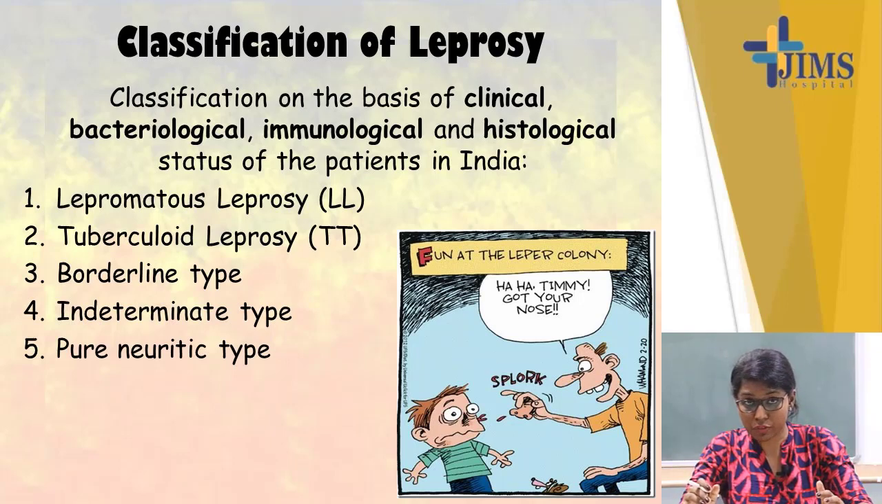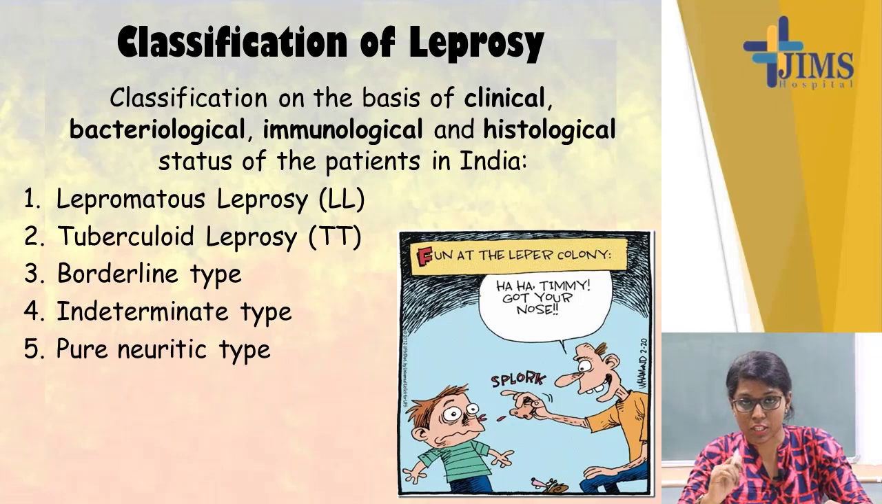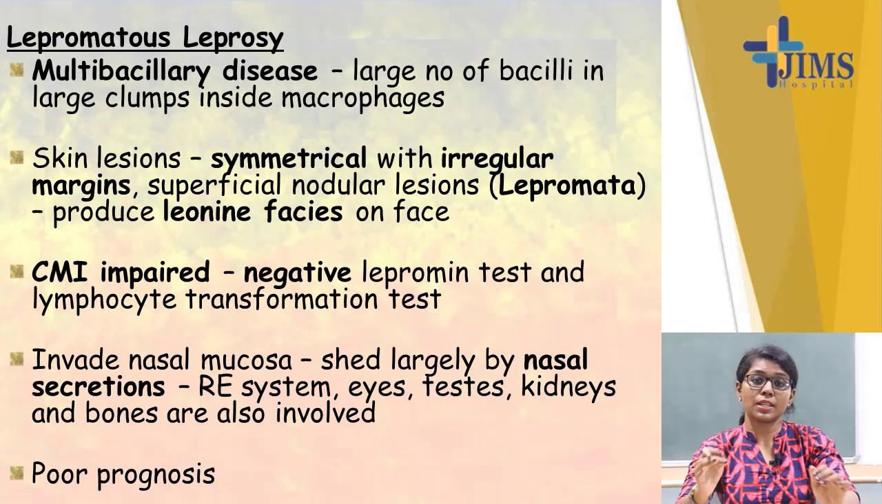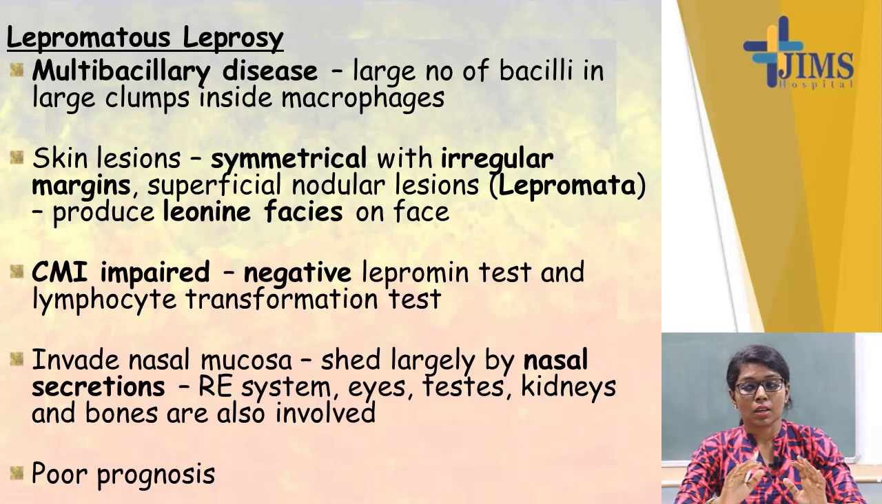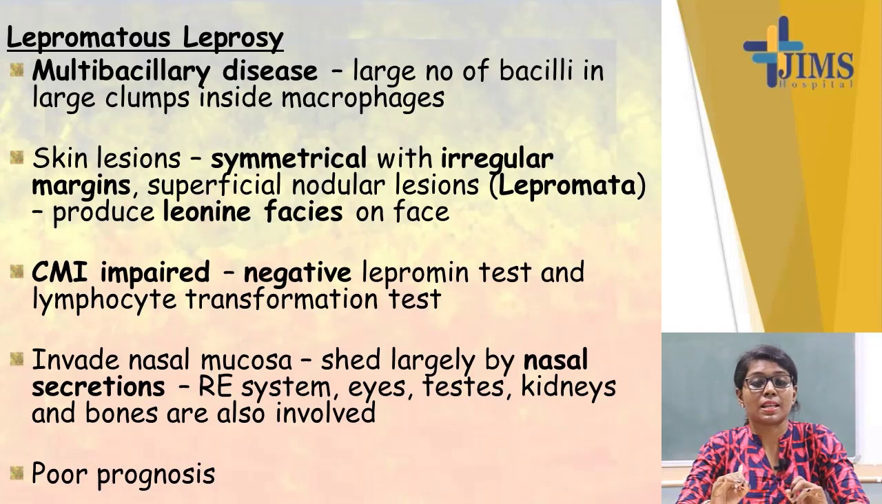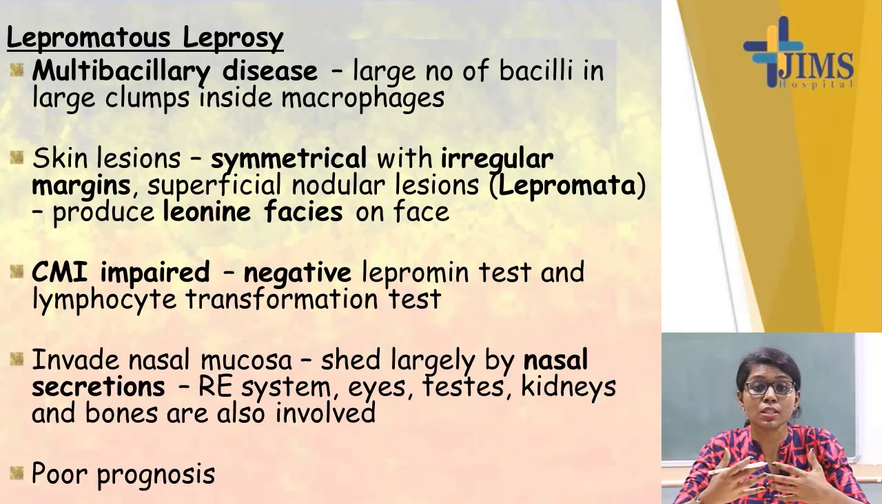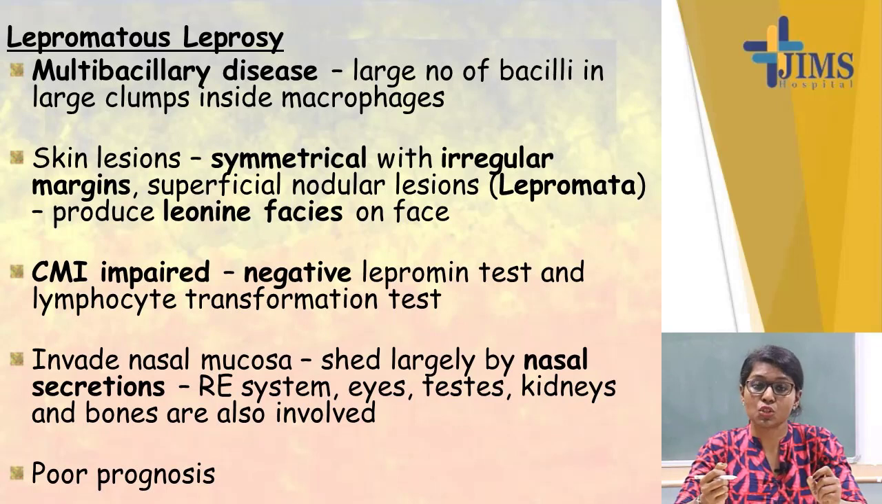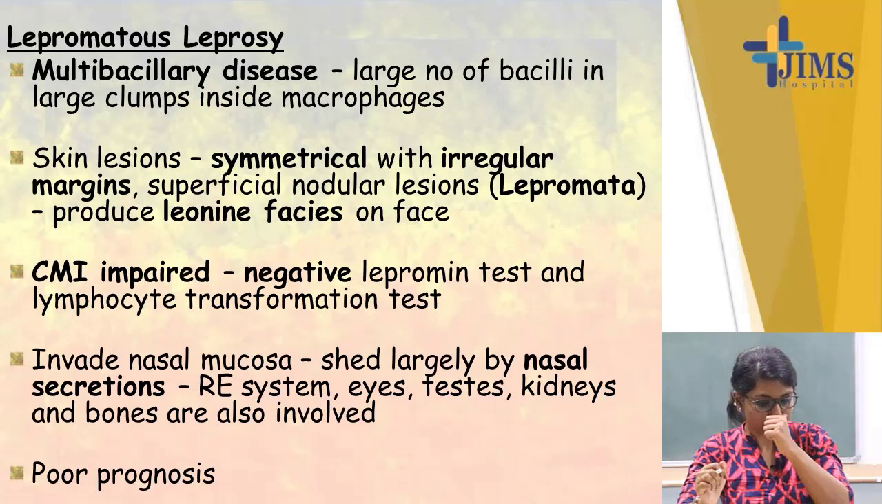So as you can see in the figure, the nose has been pricked out. There must be some story behind it. So let's get to know it in detail. The first one is lepromatous leprosy. This is called multibacillary. Why is it so? Multi means there is a larger number of bacilli present. So in the macrophages, you will find large clumps of bacilli.